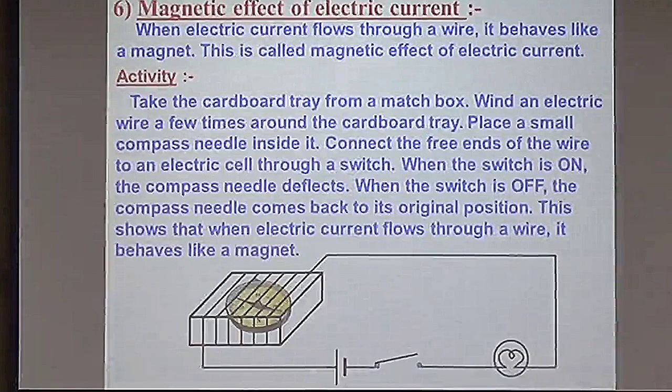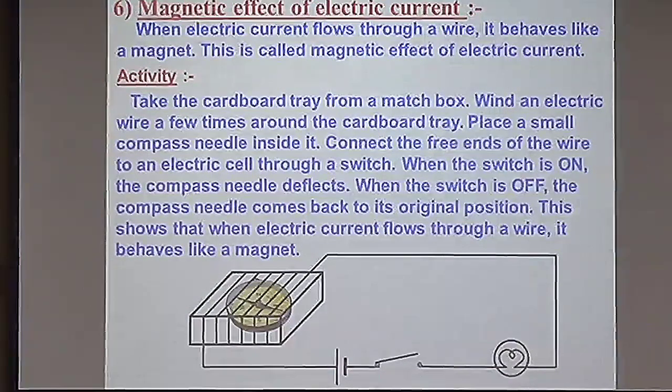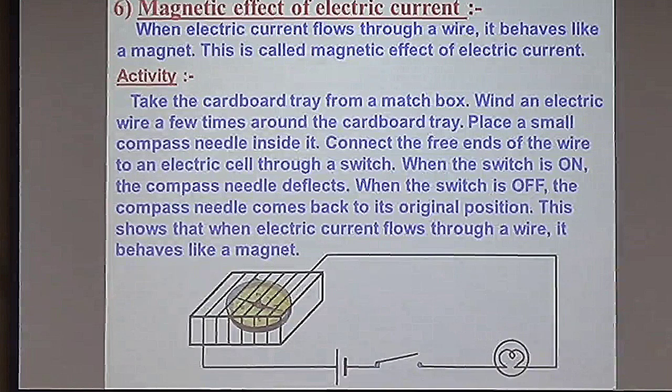In this we are going to study only 2 topics, that is electromagnet and electric bell. When electric current flows through a wire, it behaves like a magnet. This is called the magnetic effect of electric current. For this, we take a cardboard tray from a matchbox and wind an electric wire a few times around it. We place a small compass needle inside it. We connect it to the cell.